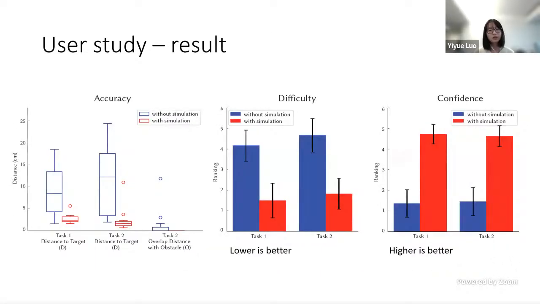In general, participants achieved higher accuracy in both tasks, considered the tasks easier, and obtained more confidence in their design with our predictive simulation tool. Such results reiterate the usability and effectiveness of our design pipeline.